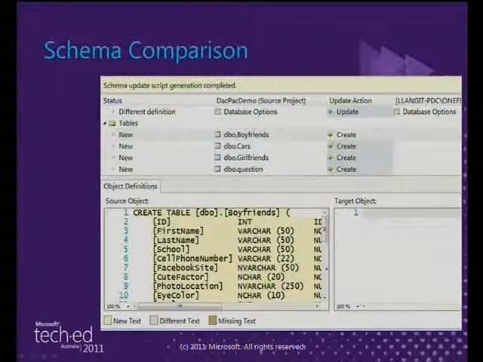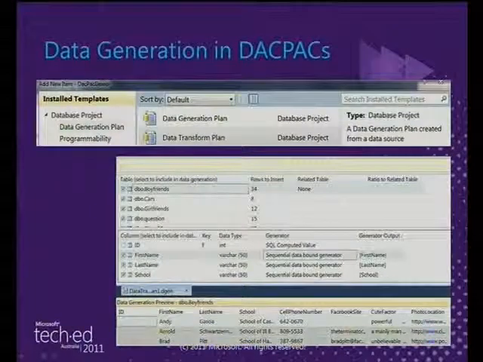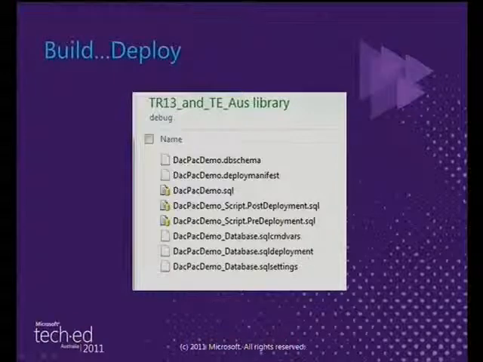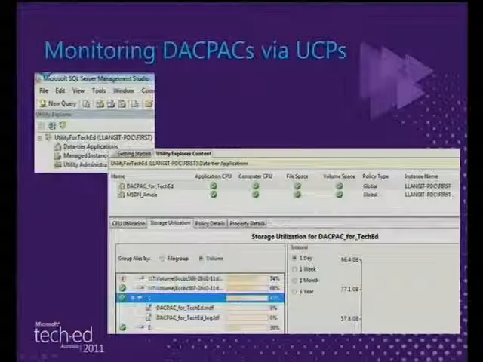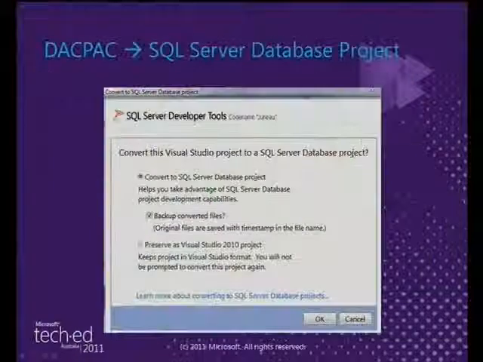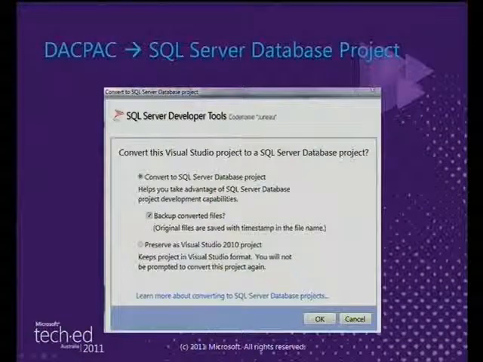And that's what that looks like. And then that's data generation. And then that's what build and deploy looks like. We got into the demo. I showed you the monitoring on the UCP. And then I didn't actually demo that, but if you right-click on a dakpack and you have Juno installed, that's what the screen looks like to convert to SSDT project.